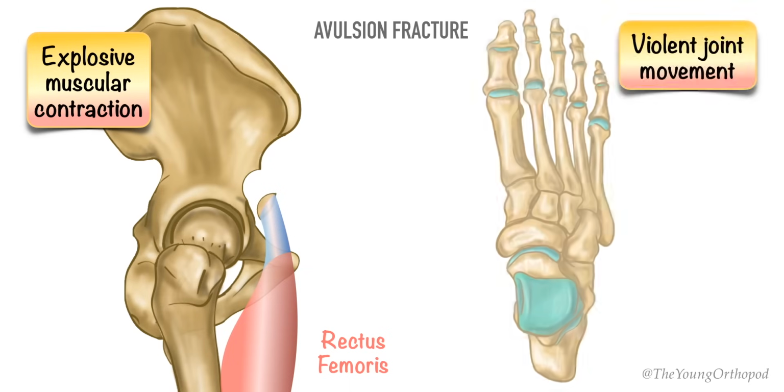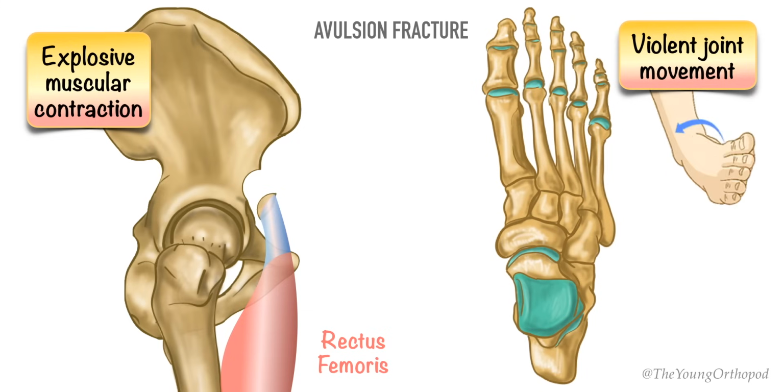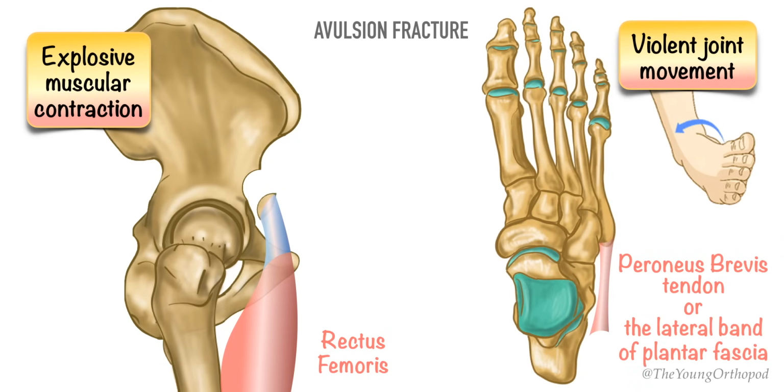These may also be caused by a violent joint movement. For example, a violent ankle inversion can lead to avulsion of the base of the fifth metatarsal at the peroneus brevis insertion.